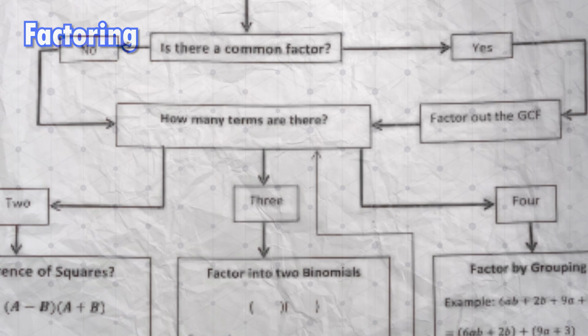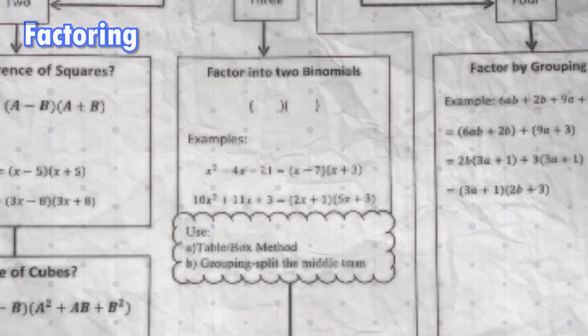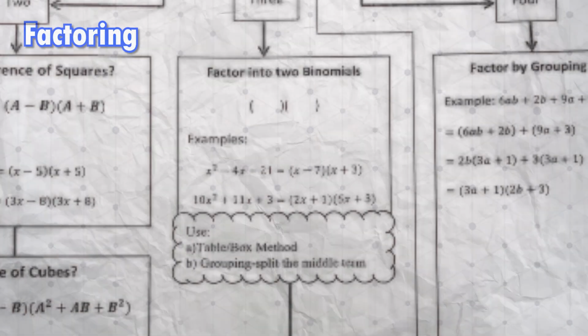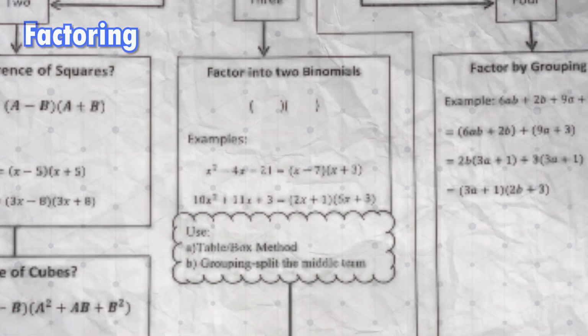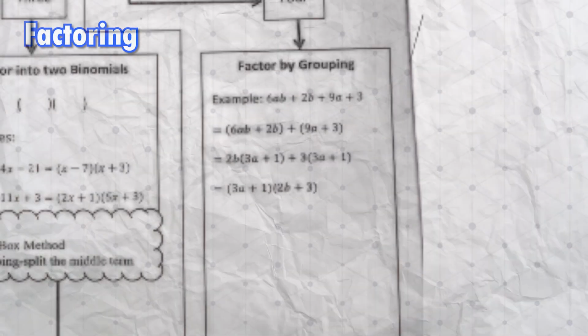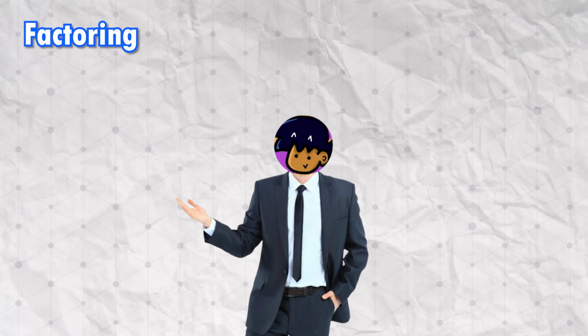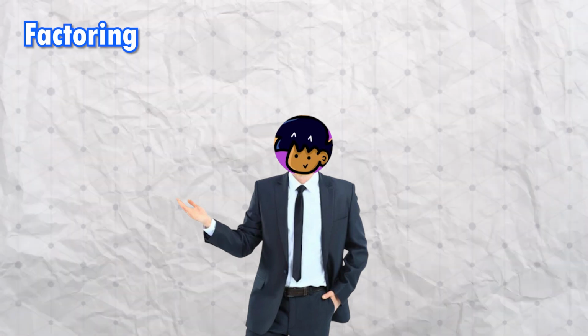If there's 3 terms, factor into 2 binomials using the box method or splitting the middle term. I'll explain this more later. If you have 4 terms, factor by grouping. I know, that's a lot of info, but let's try out some examples.